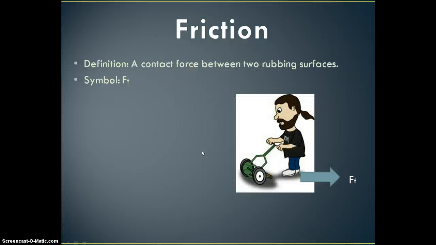A third type of force that we have here is also known as friction. Friction is a contact force that happens when two objects try to slide past one another. As we see in this picture, the lawnmower is trying to slide across the ground, and friction is going to try to stop that from happening. So we have the force of friction opposing the way that you're moving. And its symbol, you guessed it, is Ff because friction begins with an F.